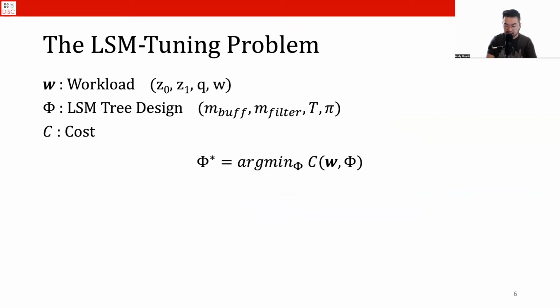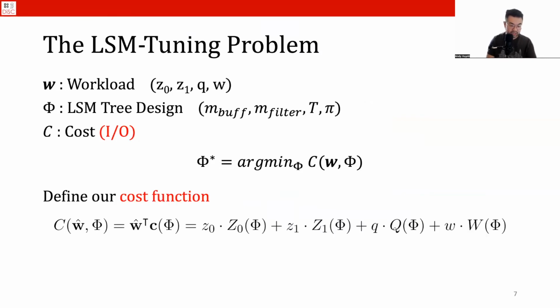And the problem that we're always solving is to find a design phi that minimizes your costs C based off of a workload W. For Endure, we're particularly looking at IOs, where we define our costs as the sum of expected IOs per query type weighted by its frequency, right?